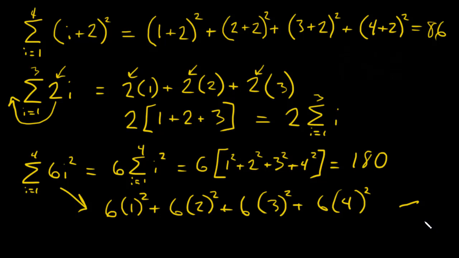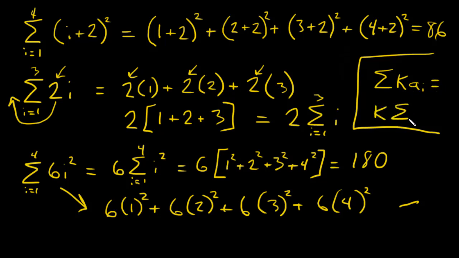Let me clear this. Actually, I can put it right here. A way to phrase this, if I'm using very solid language, is: if I have a summation of, let's say, k times a sub I, that is the same as k times the summation of a sub I, where k is a constant. Okay? So you can always take a constant across the summation. Now I can clear this and move forward.